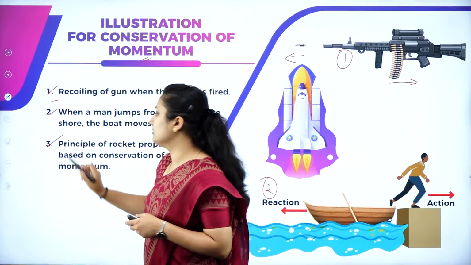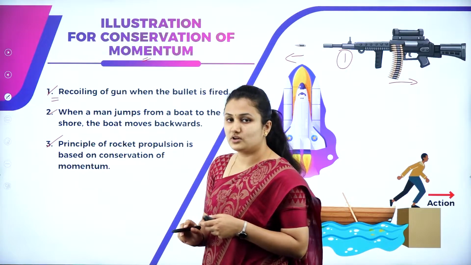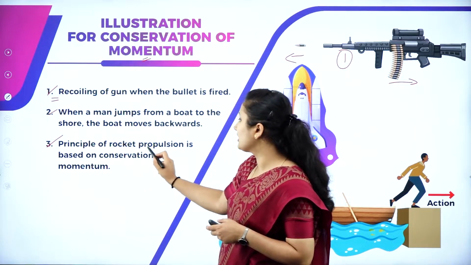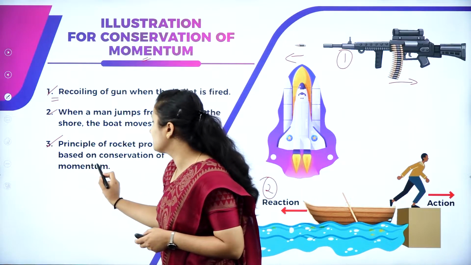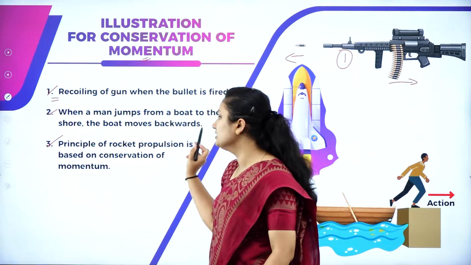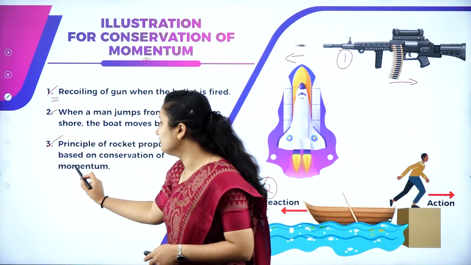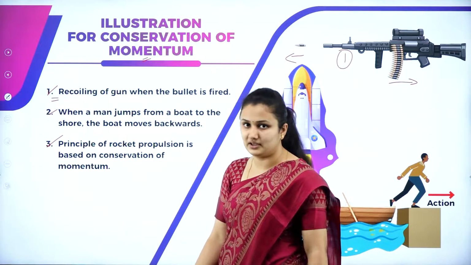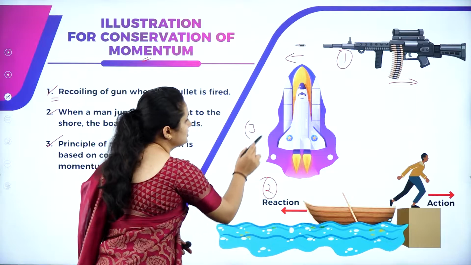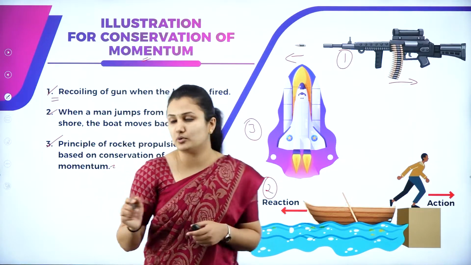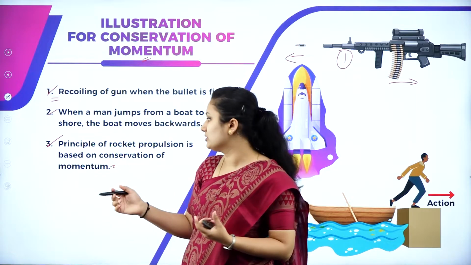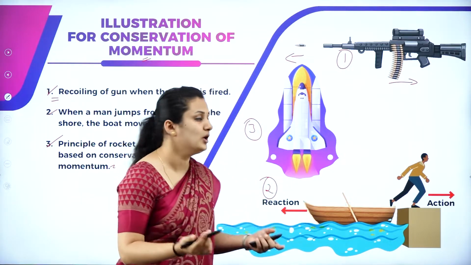What is the third point? It is very important. The principle of rocket propulsion is based on the principle of conservation of momentum. This third image gives you a clear picture about the third point, which states that the principle of rocket propulsion is based on the conservation of momentum.